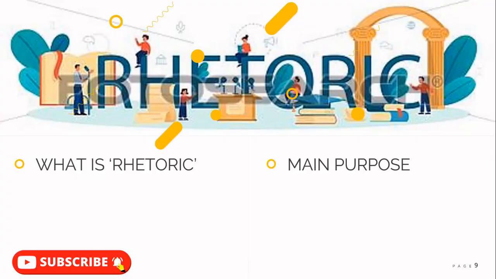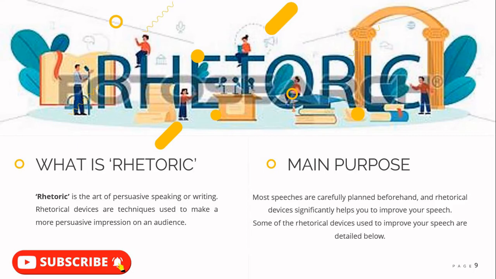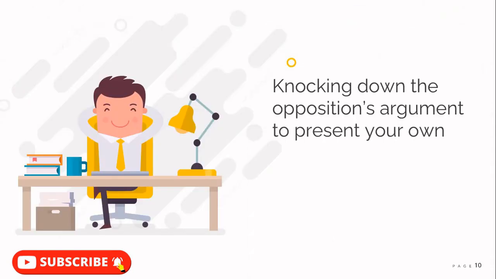To do that, we come to something called rhetoric. Rhetoric is the art of persuasive speaking or writing. Rhetorical devices are techniques used to make a more persuasive impression on an audience, and most speeches are carefully planned beforehand, and rhetorical devices significantly help you to improve your speech. So let's see some of the rhetorical devices used to improve your speech, one by one.